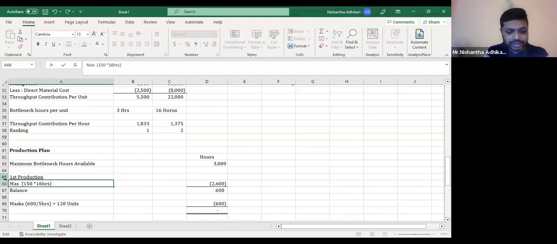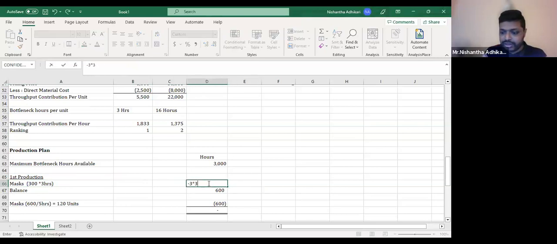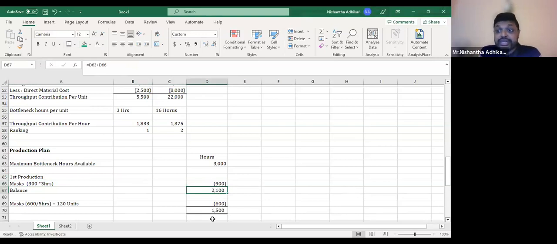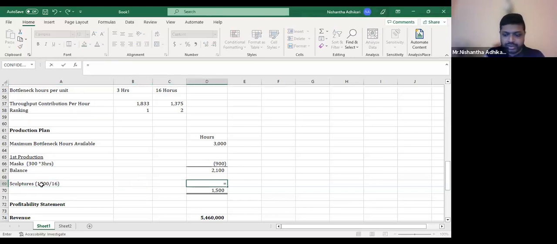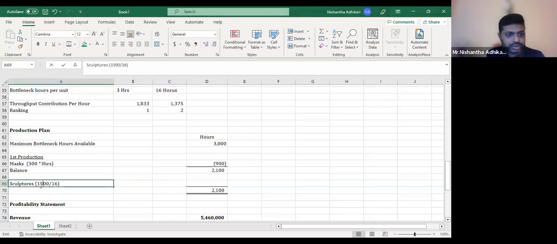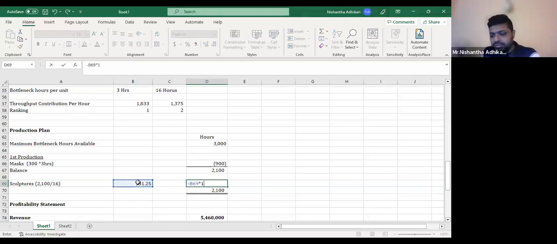Mask, maximum demand, how much? Maximum demand 300 units. Now 3 hours per unit required. Then 3 into 300, 900. 2,100 hours will be available. Now the balance should be allocated to sculptures. Sculptures, how much? Not 1,500, sorry, 2,100 hours. If you calculate 2,100 divided by 16, it is 131 units. Right.